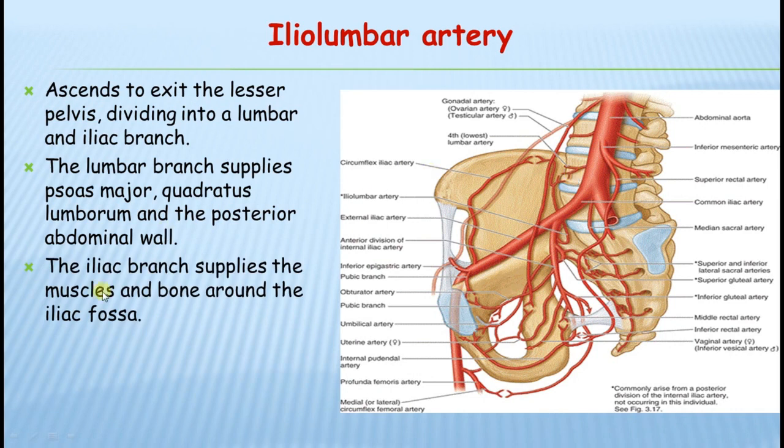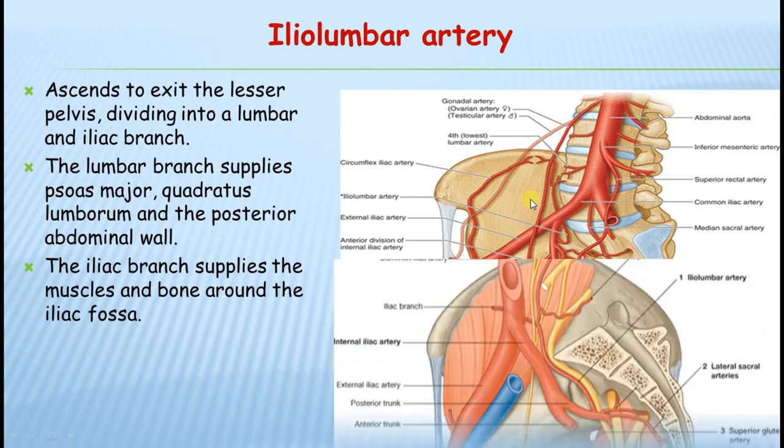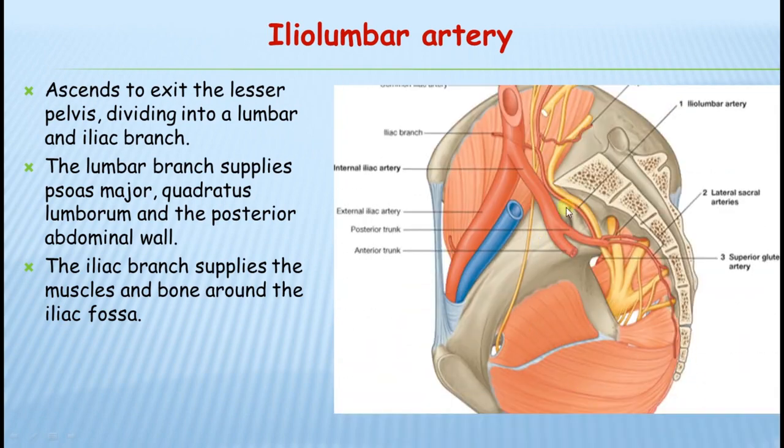As I told you, the ilial branch supplies the muscles around and also gives the nutrient artery to the ilium. So you are able to see the iliolumbar artery, how it is ascending on the ala of the sacrum and divides into an ilial branch and a lumbar branch.